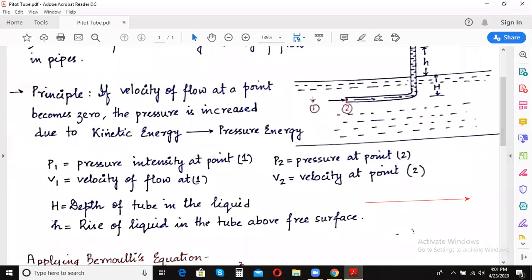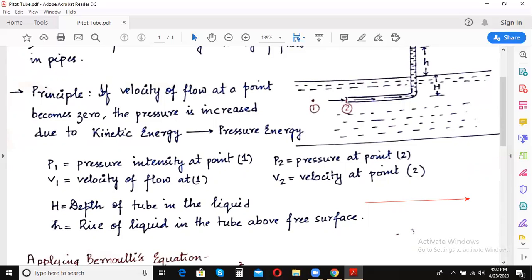So at point 1, we will have the pressure intensity as P1, right? So here I have taken P1, which is the pressure intensity at point 1. Then at point 2, similarly, the pressure intensity we can write as P2. Now the velocity of flow in this pipe is also the velocity at this point 1, so we are taking it as V1. Basically the velocity of flow through this pipe has been assumed as V1, and the velocity of flow at the inlet of this tube, that is at point 2 or section 2, is V2.